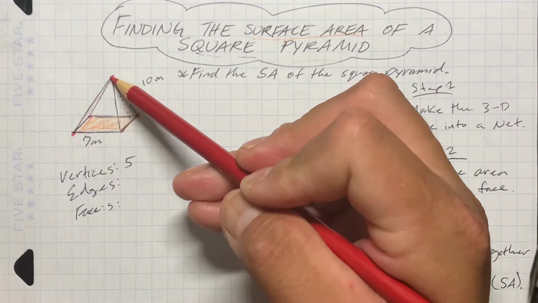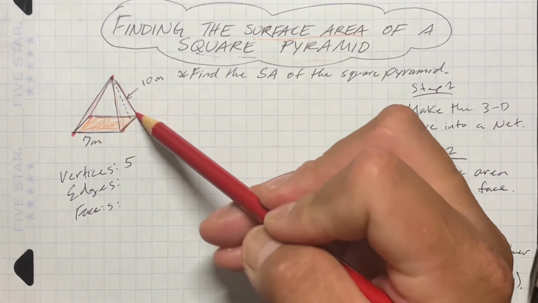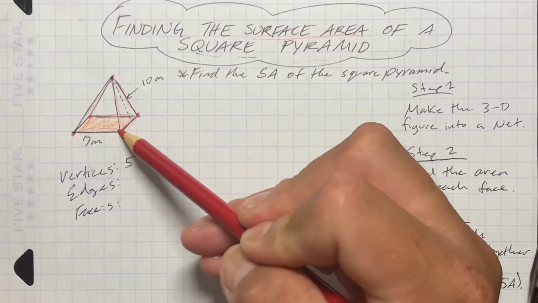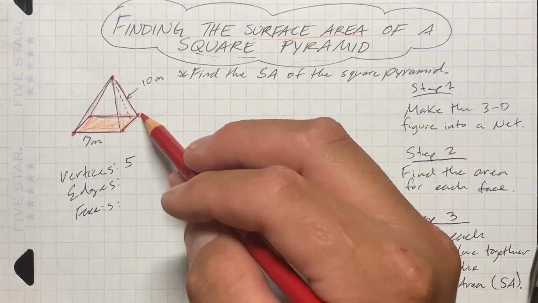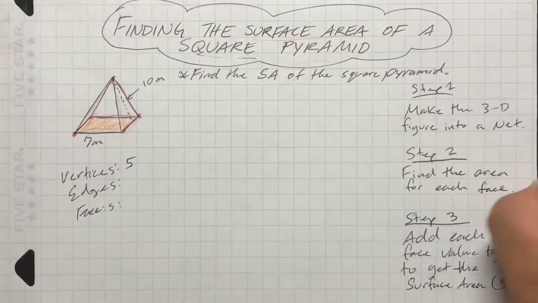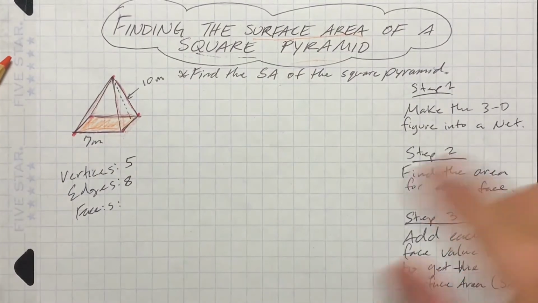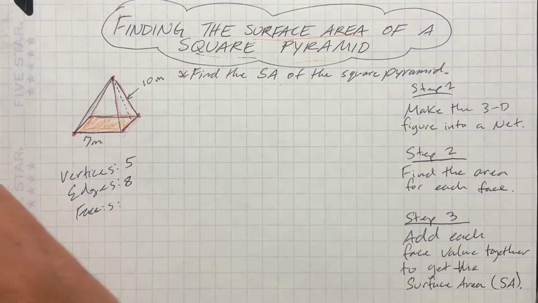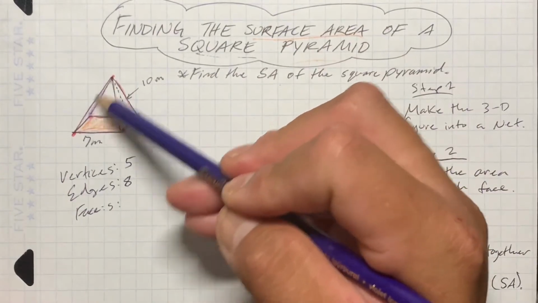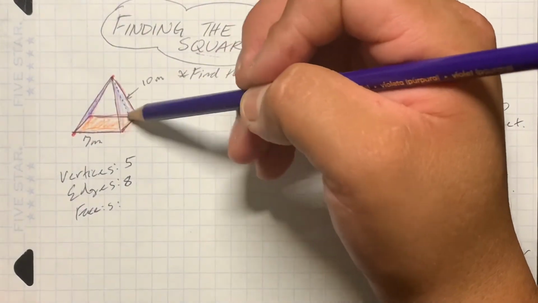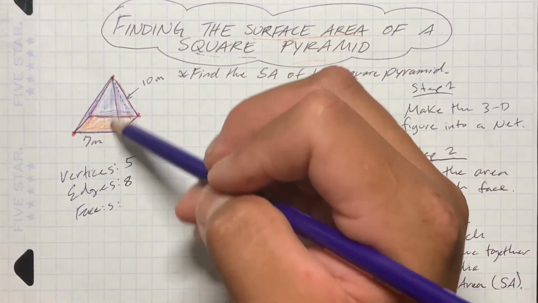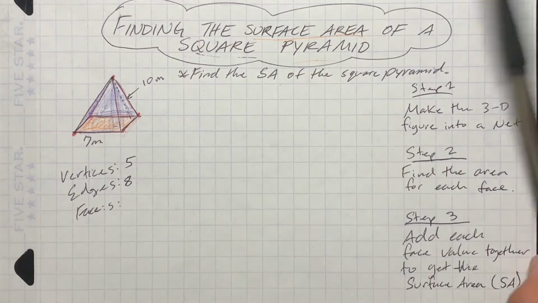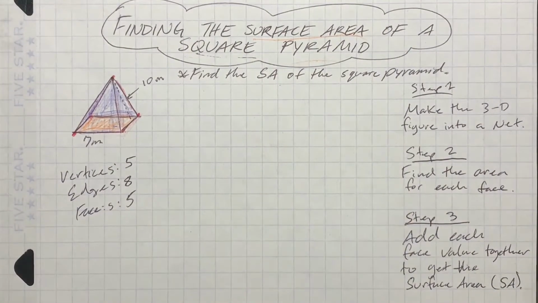We have 1, 2, 3, 4, 5, 6, 7. Let's see. 1, 2, 3, 4, 5, 6, 7, 8. We have 8 edges. And then we have, let's color this now. We'll color that side. There's 1, there's 2, there's 3 in the back, 4 for the front, and 5 with the base. We have 5 faces. Okay, so we have 5 vertices, 8 edges, and 5 faces.